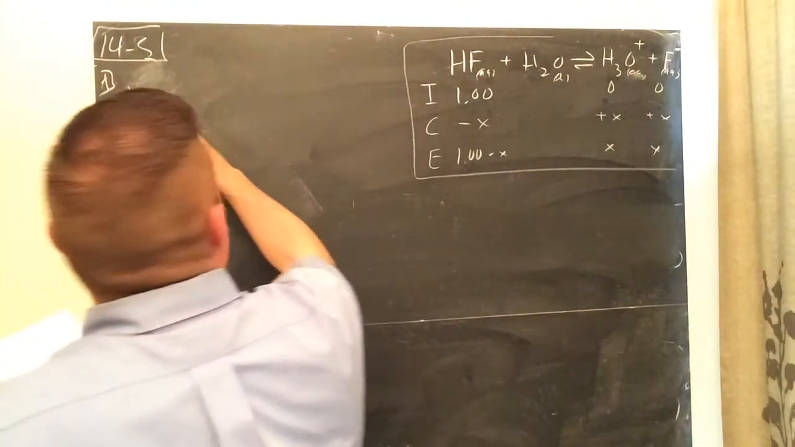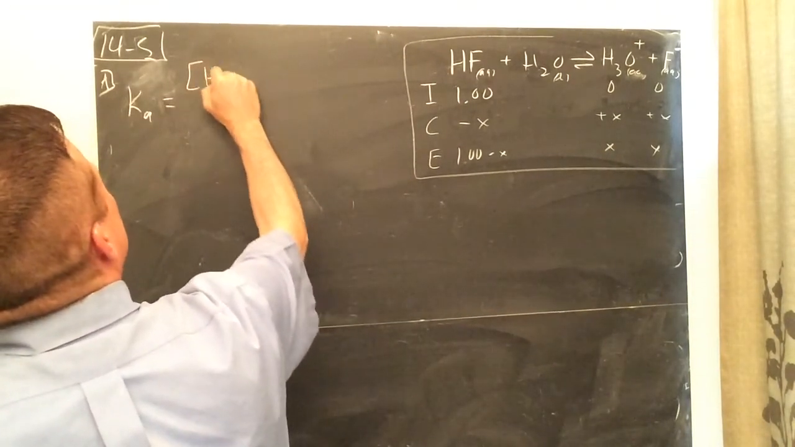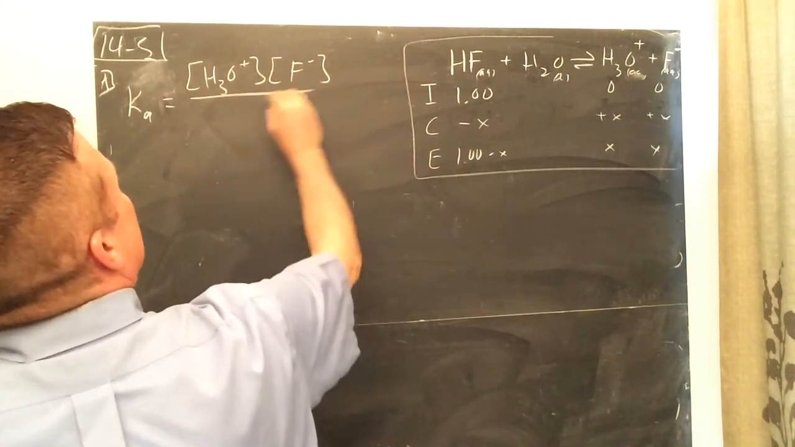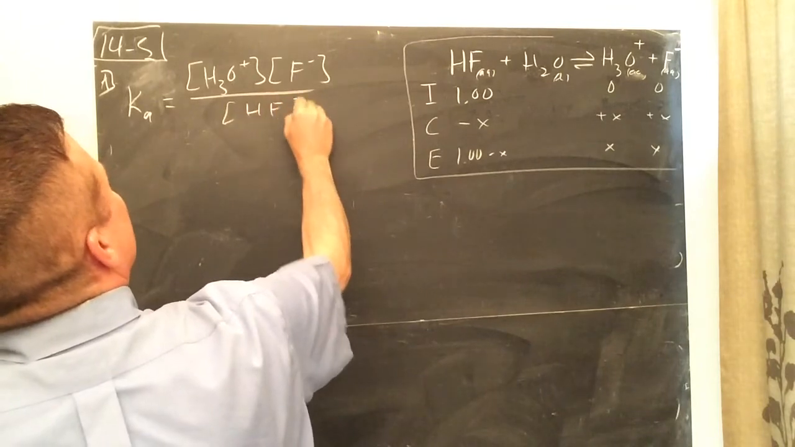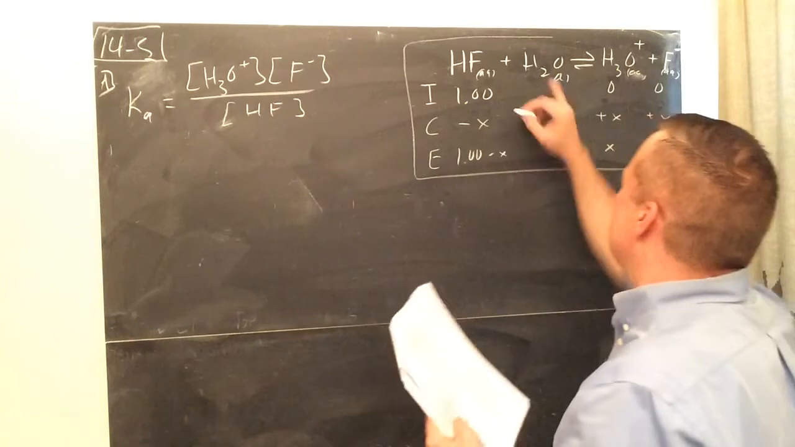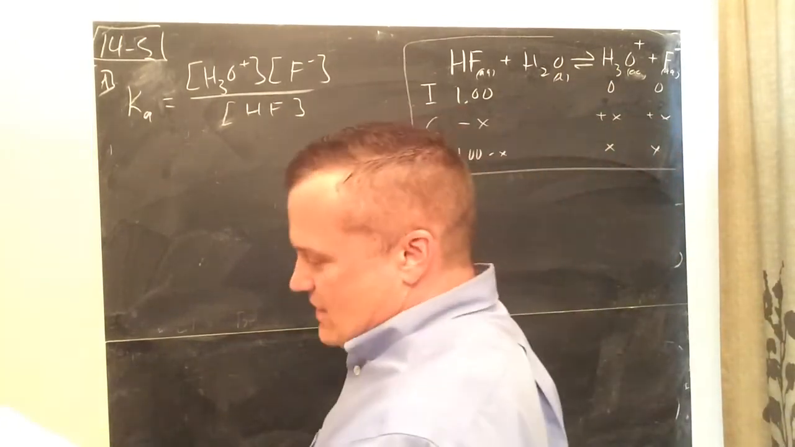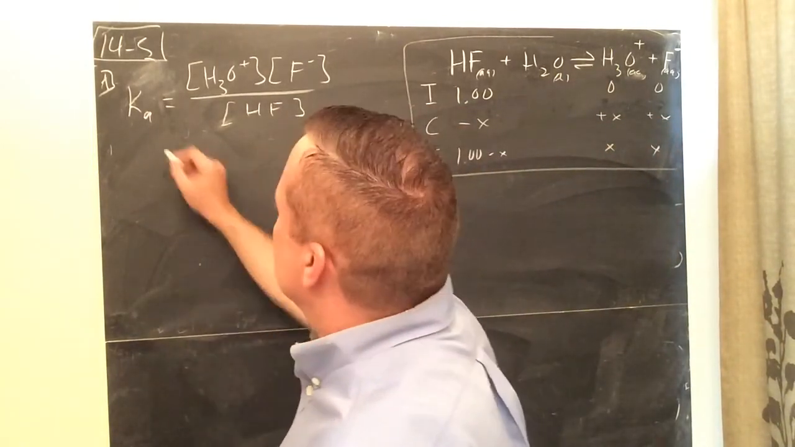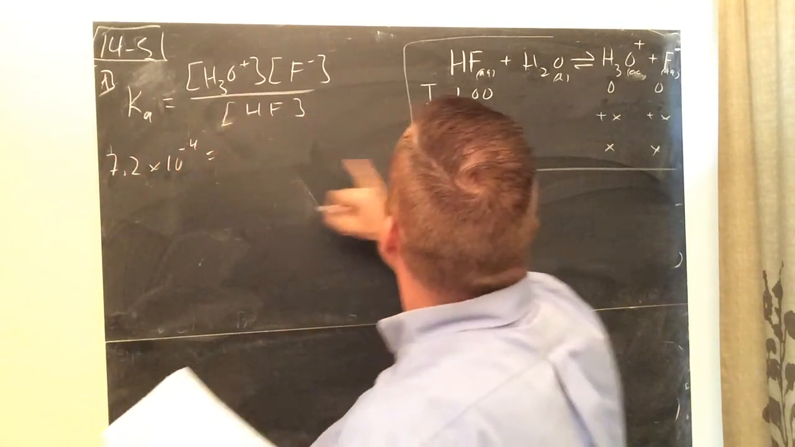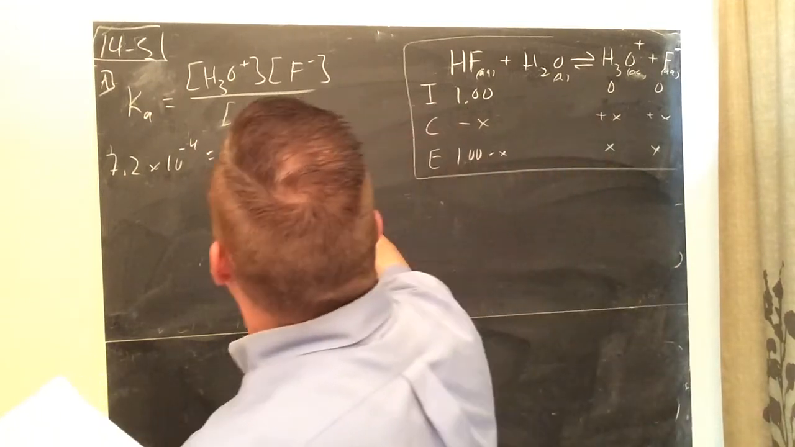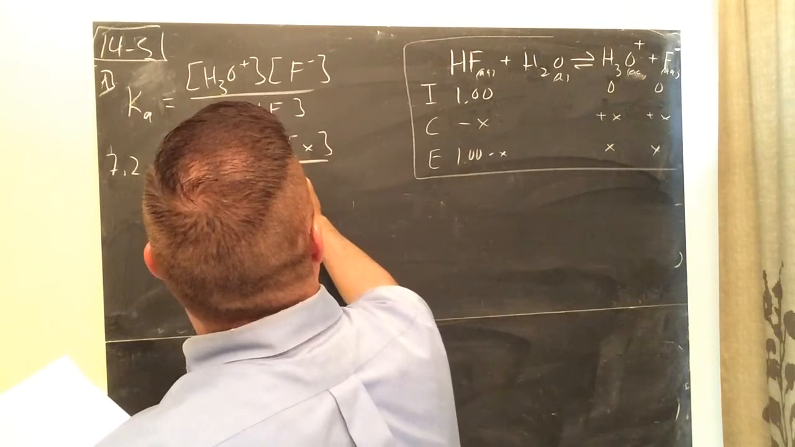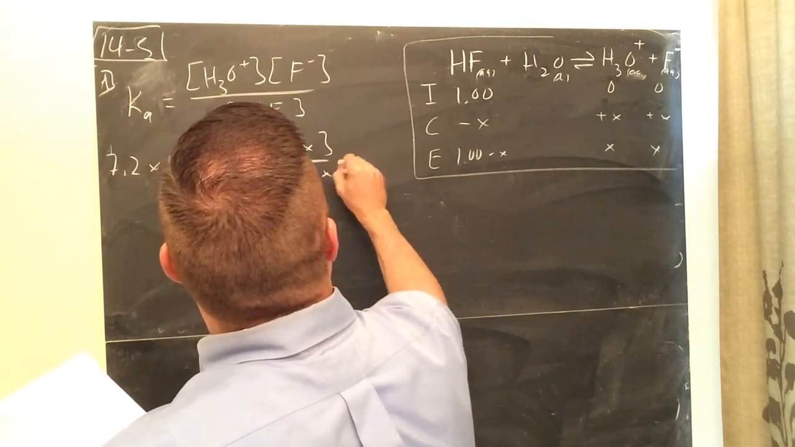Okay, here we go. So for Ka, it's going to be H3O plus and F minus over HF. And I'm going to show you a shortcut way on another problem. I'll do it without the H2O, H3O. So it says the Ka value is 7.2 times 10 to the negative 4. This ought to be kind of familiar. H3O at equilibrium is X. F negative is X. And then it's 1 minus X.